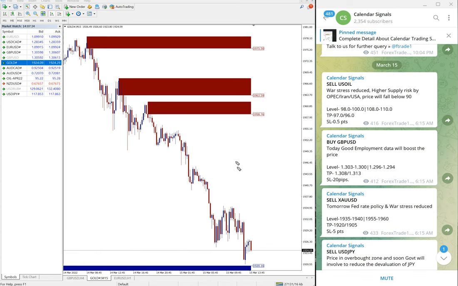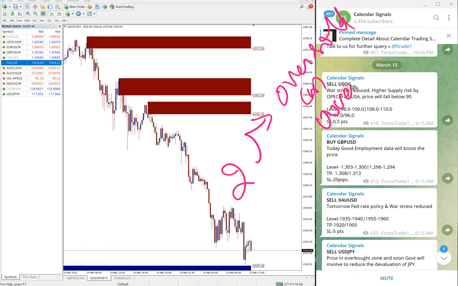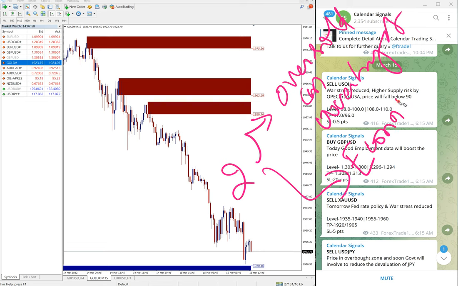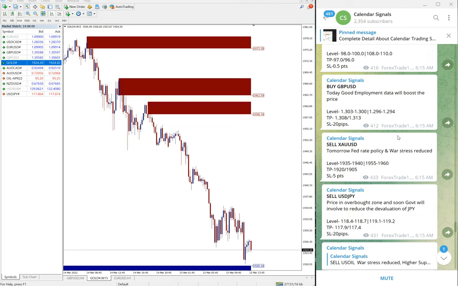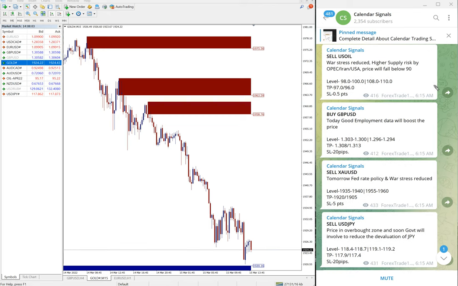In calendar signals, we are giving the signals based on two aspects. One is oversold or overbought condition, and the second aspect, which is important, is economic data or news. Based on these reasons we give signals on our calendar signals channel. And the signal time, we posted at morning 6:15 a.m. GMT time. All signals posted at around this time only.